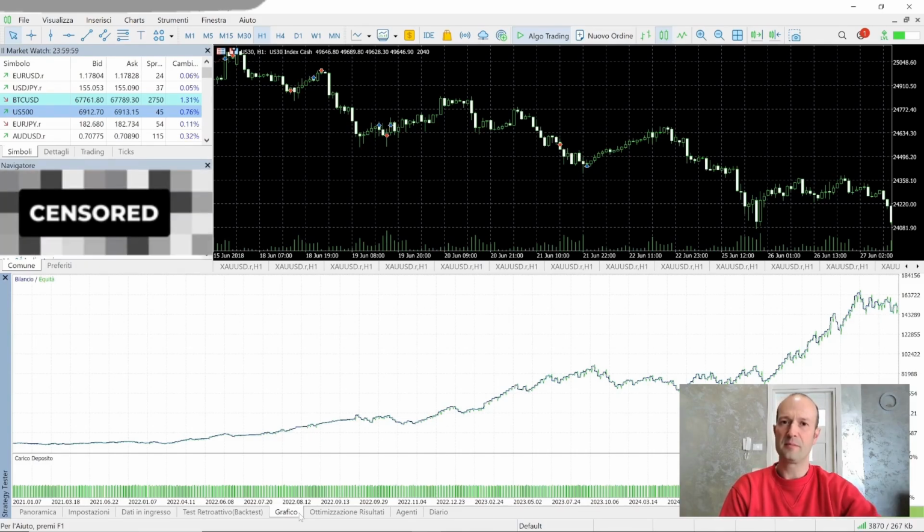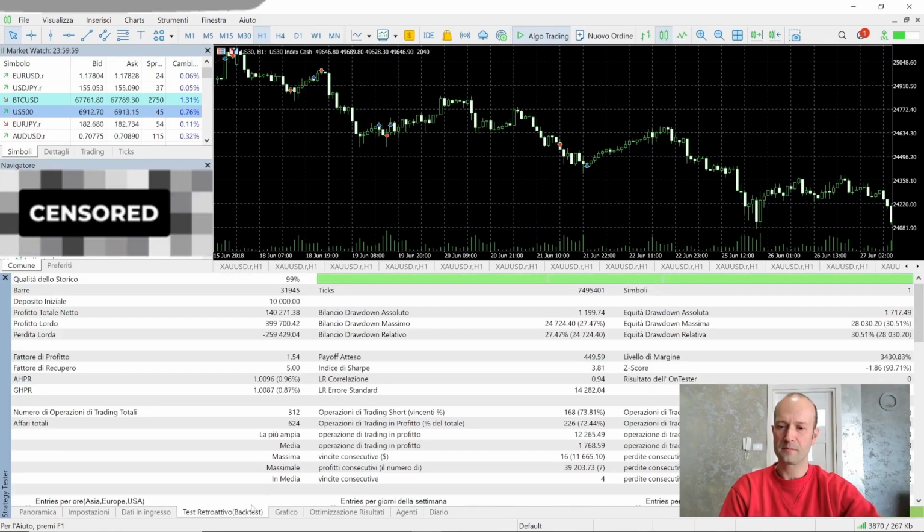Now let's take a look at some of the data from our test. So we see that we have a profit factor of 1.54, which is good, and a recovery factor of 5. So overall, that's quite good. A drawdown of about 30%. Clearly, here we pushed it, right? So the drawdown still remained acceptable because we only lost about 30%.